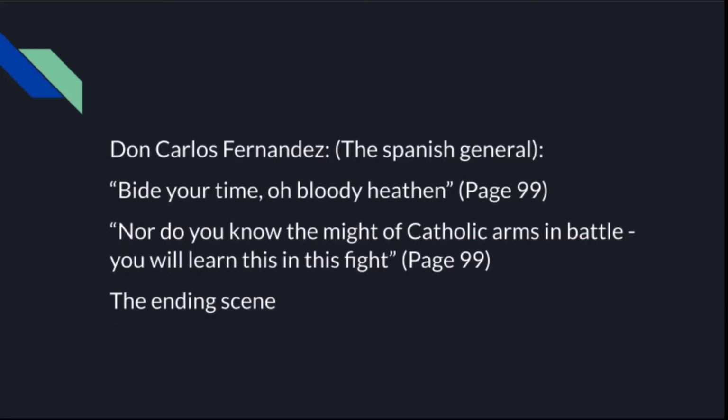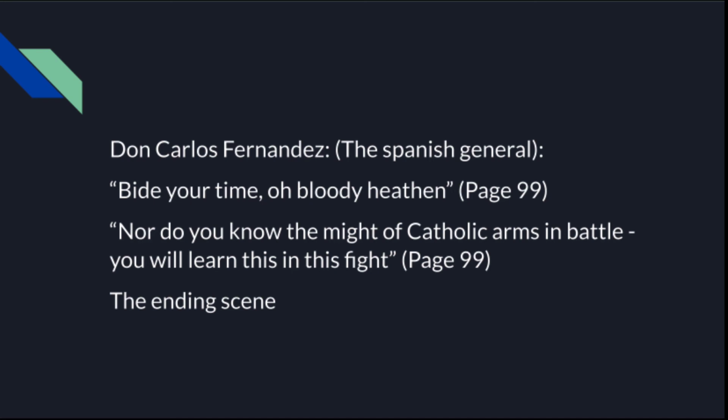Don Carlos Fernandez, the Spanish general, then says, "Bid your time, O bloody heathen." And in the following lines, he says, "Nor do you know the might of Catholic arms and battle. You will learn this in this fight." This shows the perspective that he has of the Comanches. He's saying, oh, you bloody heathen. He is also saying that you don't know the might of the Catholic arms in battle. He's saying, hey, you don't know what power or how worthy I am to have this power, that I'm Catholic and you're not. Nothing can go against me because I know that I'm Catholic. This also shows that they used to think that Comanches have no say in religion, that they should just follow them and obey them, and that's how it's supposed to be.